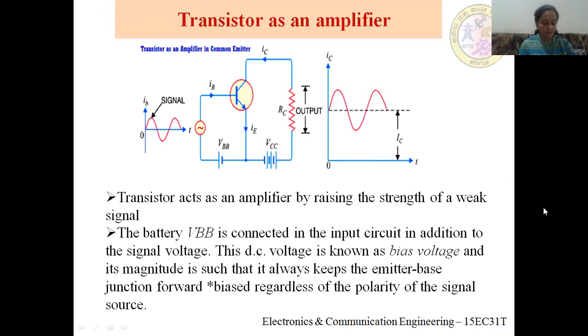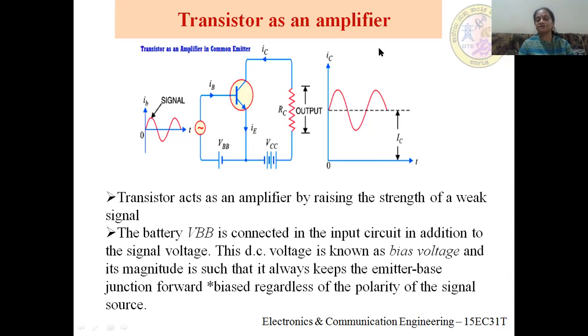Next, one more important application of a transistor is as an amplifier. In day-to-day life, you have heard about an amplifier. What is amplification? First, we'll study what amplification is. Amplification is nothing but when you raise the strength of a weak signal, it is called amplification. And the device which does it is called an amplifier. So an amplifier is basically a device which raises the strength of a weak signal.